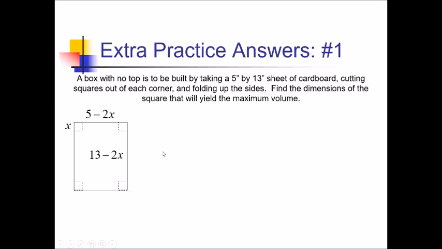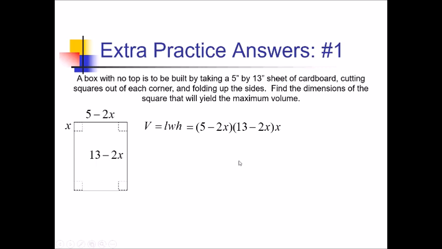In general, the volume of a rectangular prism, a box, is going to be length times width times height. So our length we can represent with this 5 minus 2x. The width can be this 13 minus 2x. And the height, once we fold these sides up, will be the length of the side of this actual square here. That actually is the height of the box. So we have one thing times another thing for our volume formula.